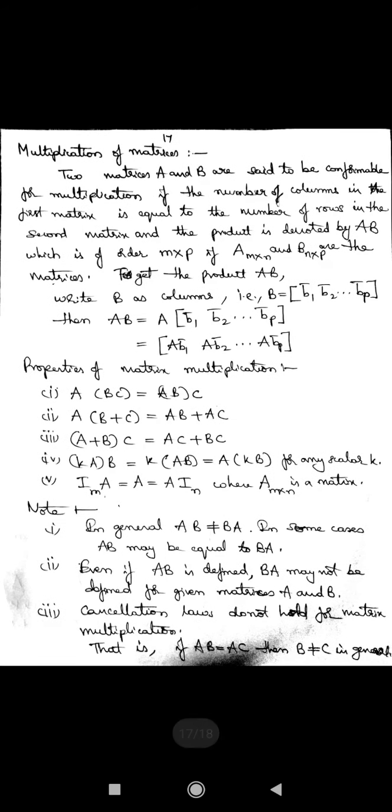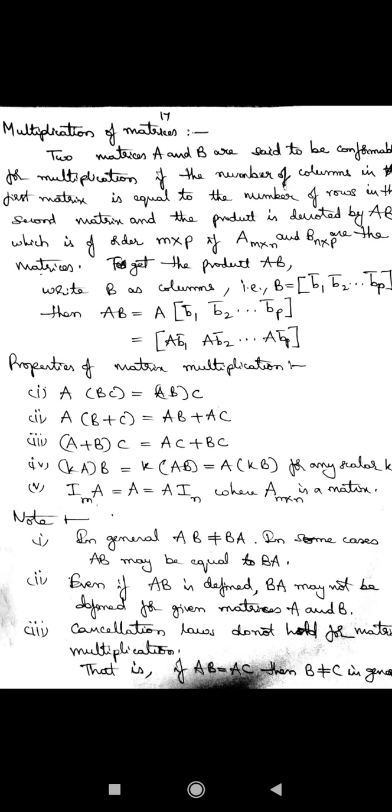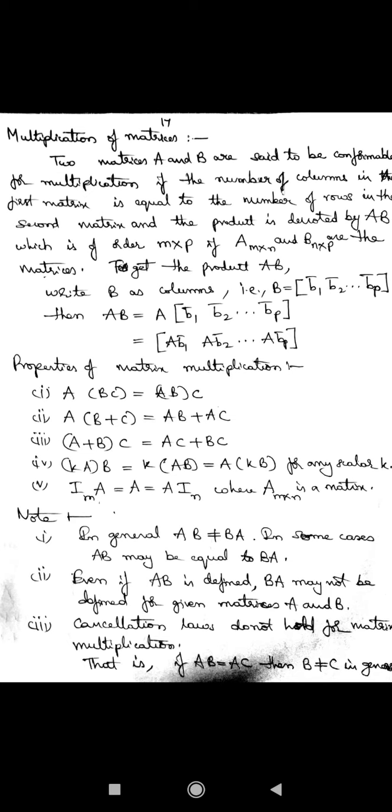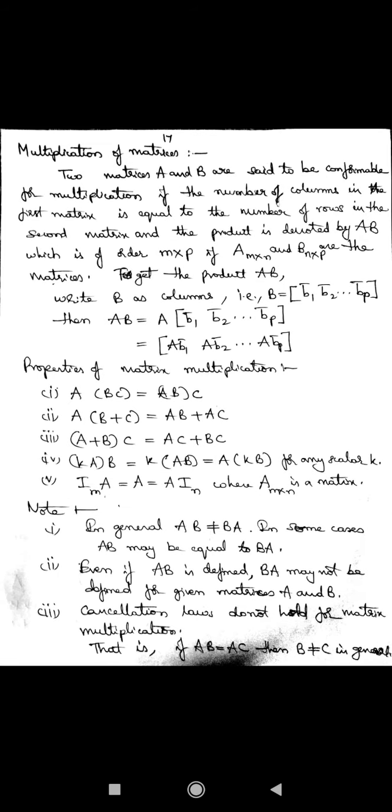Now let us see how the multiplication of matrices is defined. Two matrices A and B are said to be conformable for multiplication. That means we can do multiplication for the given matrices A and B. We use the mathematical term conformable for multiplication, or sometimes we say that A and B commute for multiplication, or just A and B commute. So these are the terms we use to say that A and B can be multiplied.